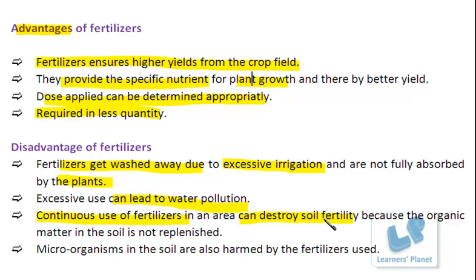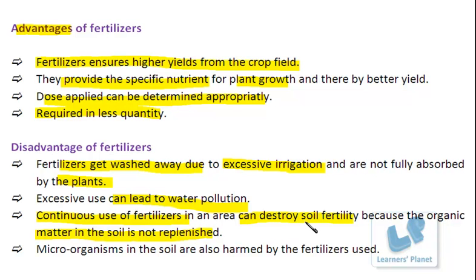Besides this, the continuous use of fertilizers in a particular area can destroy the soil fertility. How? It is because the organic matter in the soil is not replenished naturally. So if that replenishment is not going on, definitely the real structure of the soil is going to be destroyed, and this will affect the soil fertility also. So the continuous use of the same type of fertilizer is again not suggested to the farmers.